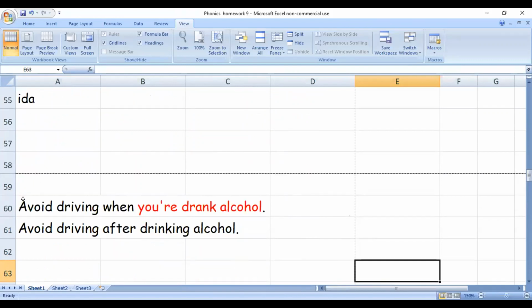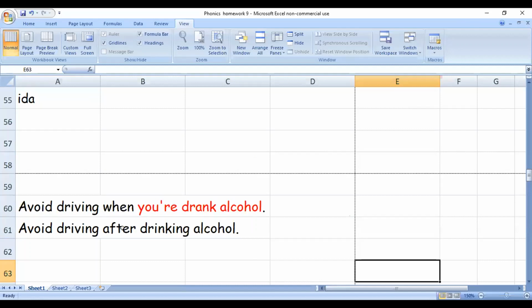In one of the homeworks, I found that in the sentence one, the sentence written here is the sentence you sent. I have corrected it. You can write in many ways, but I have said it one way. So avoid driving when you are drank alcohol. This doesn't sound proper. You are drank alcohol.